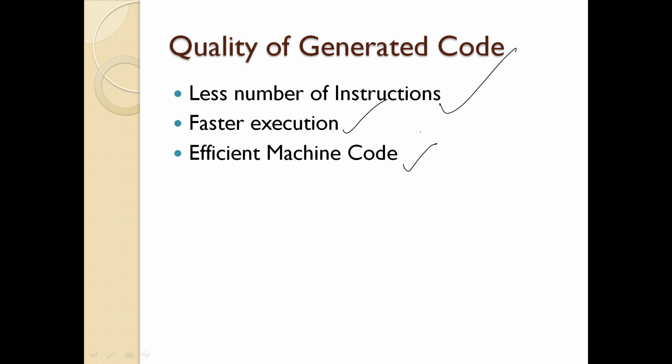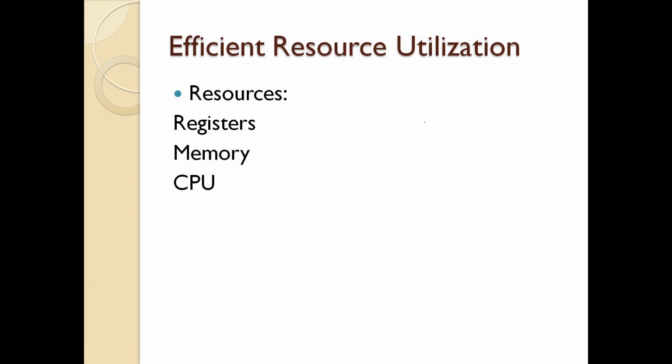Okay. So the next comes efficient resource utilization. What does it mean? What are the resources? The resources that we are talking about are registers, memory, and CPU. So use them carefully. CPU registers are limited resources. Memory access is very expensive. A good code generator should use these resources carefully and efficiently.